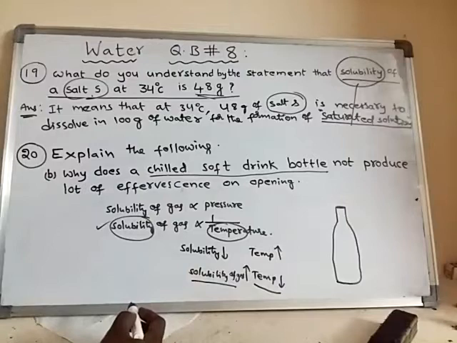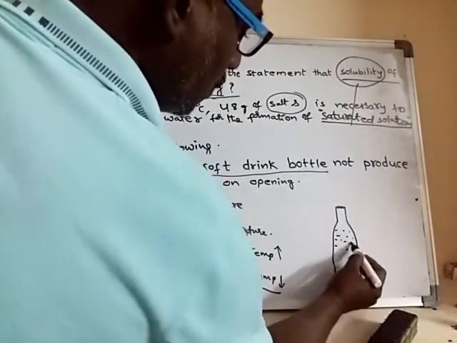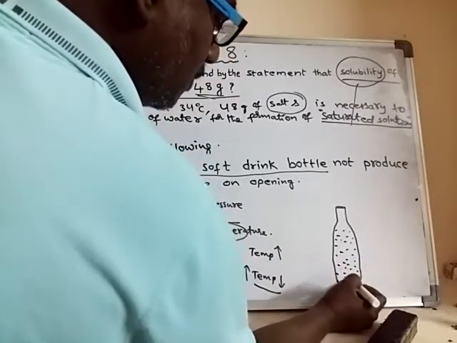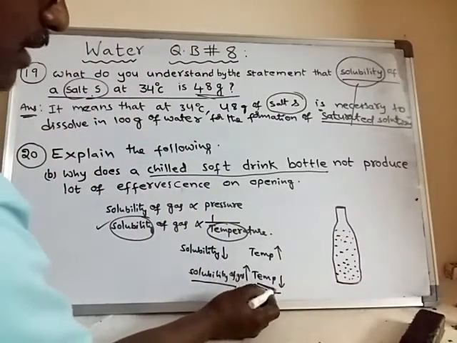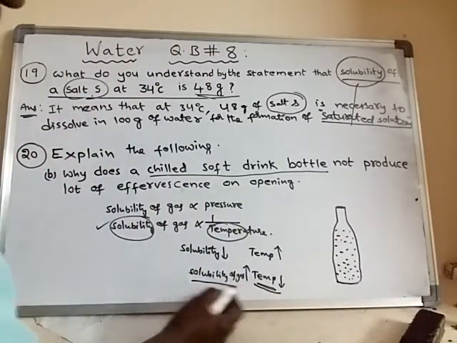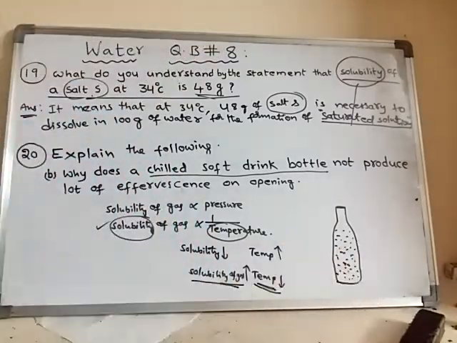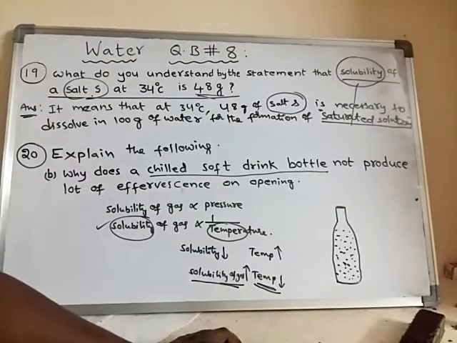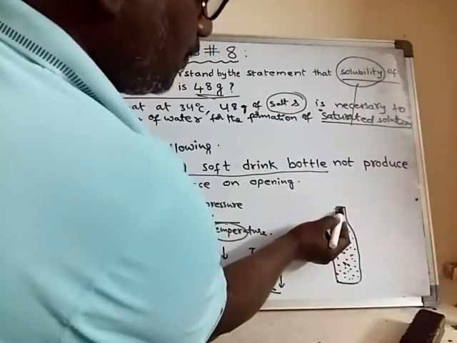Solubility of gas increases. So that means, suppose this is the gas and this is the soft drink, which is under low temperature. When temperature is decreased, solubility of gas increases. That means more amount of carbon dioxide is dissolved in this solution. Now it is a sealed one.